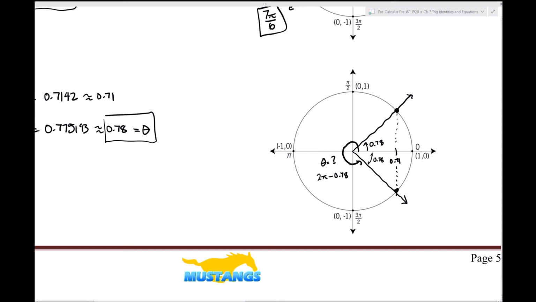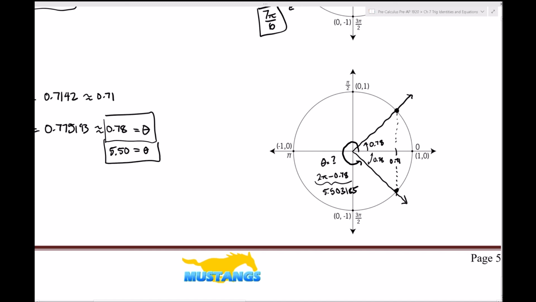And this is why I included problems like this in this particular section, because we're going to need to do this for the next section. So what is 2 pi minus 0.78? What you do is you type in 2 times the pi symbol. Let me find my pi symbol. I forgot my pi. Where's it at? Oh, there it is. 2 times pi minus 0.78, and you get 5.503185-ish, something like that. So then the other theta is 5.50.